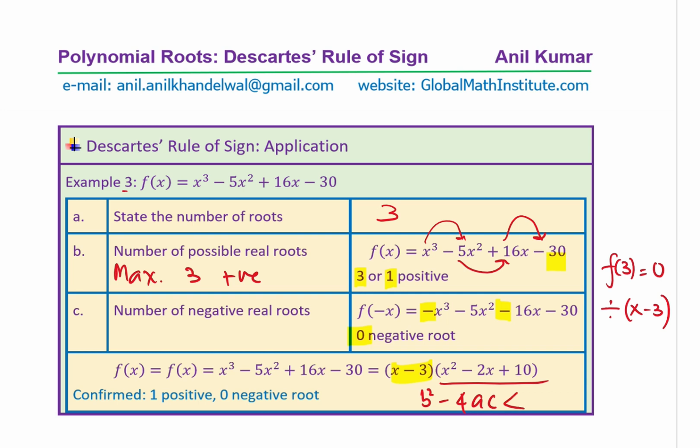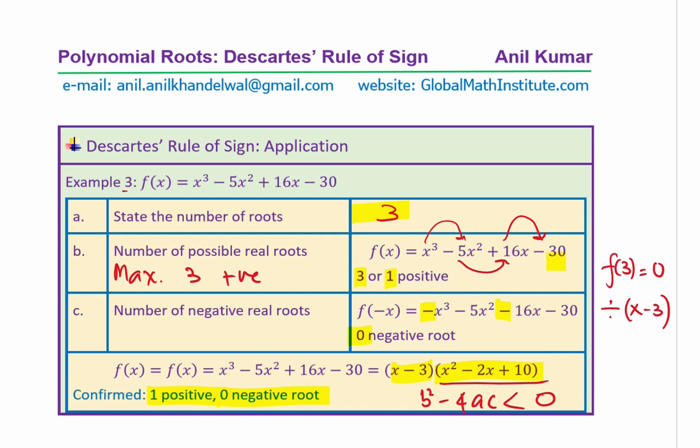Clearly, b squared minus 4ac in this case is less than 0, and therefore both the roots are complex. I'm not calculating those roots now, but I'm just confirming that we have maximum 3 or 1 positive, but no negative, and that's what we got. We got 1 positive, right? So it confirms that we have one positive root and zero negative roots. Since it's a cubic equation, the other two roots are complex, right? It's your duty now to find those roots. Is that clear? Use the quadratic formula.